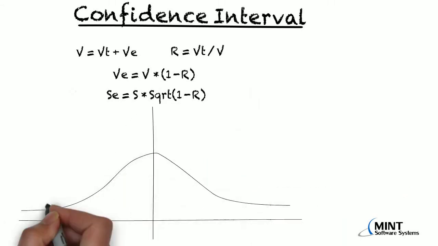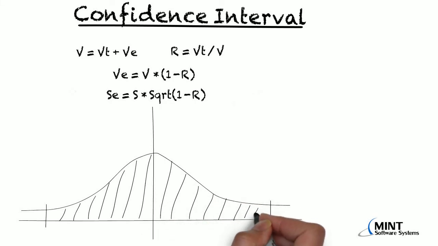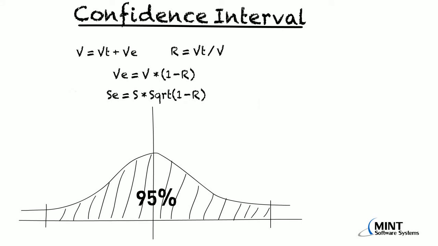And the next thing that we assume is that the standard error is normally distributed. It looks like this. That means 95% of our errors are within this area, between minus 1.96 times the standard error and plus 1.96 times the standard error. 95% of the errors are in this area. And we have an expected value, of course, of 0.